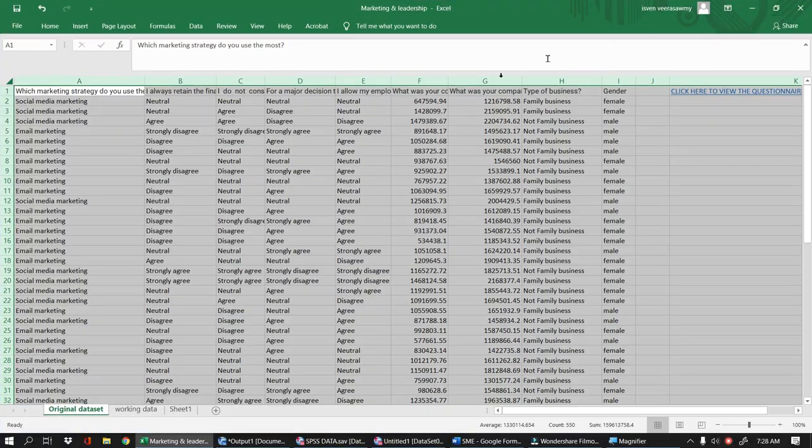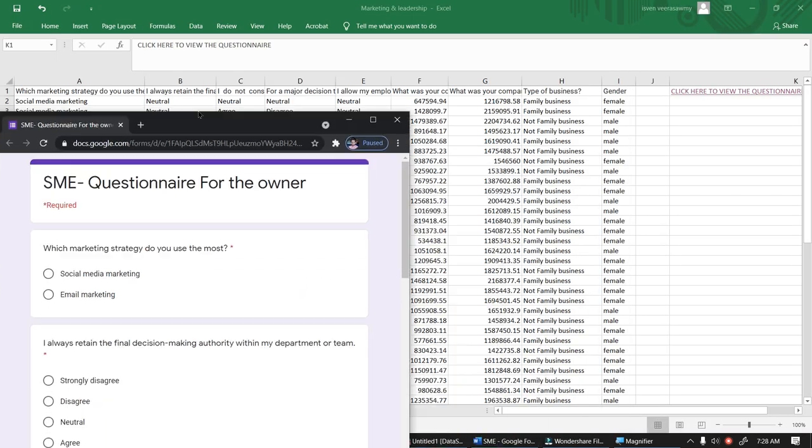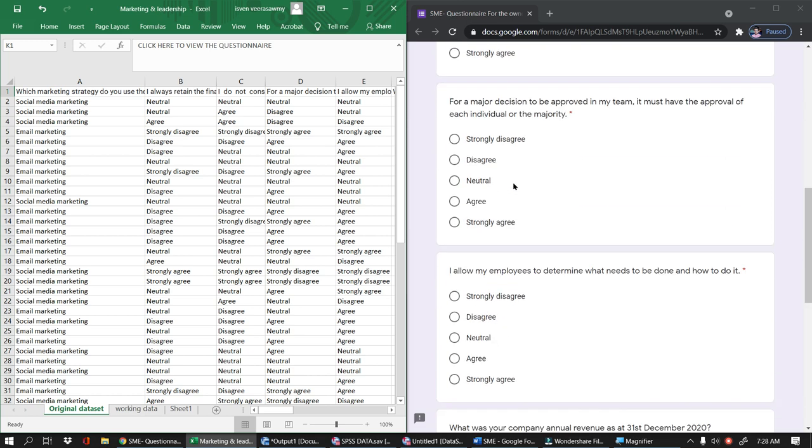Also, in the Excel file, you will see over here there is a link where you can click. You will have access to the questionnaire. So this will help you understand the dataset better. For instance, this dataset was for SME owners. There are a couple of questions in the questionnaire.